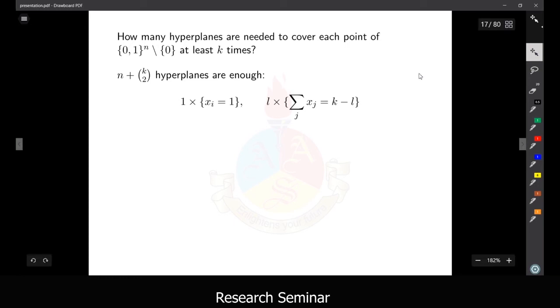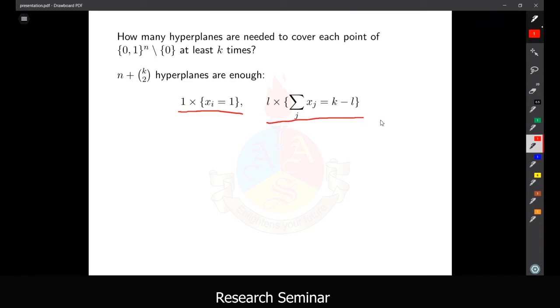And why is that? Because if a point from our hypercube has more than k non-zero coordinates, then it is actually covered k times by using our hyperplanes of the form x_i equal to 1. So the only points which are not covered k times are those points which have only a small number of non-zero coordinates. And we can cover them by using other hyperplanes of the form the sum of coordinates is equal to something smaller than k. And of course, we can use the same hyperplane multiple times. I don't restrict those hyperplanes to be different. So we actually consider something like a multi-set of hyperplanes.